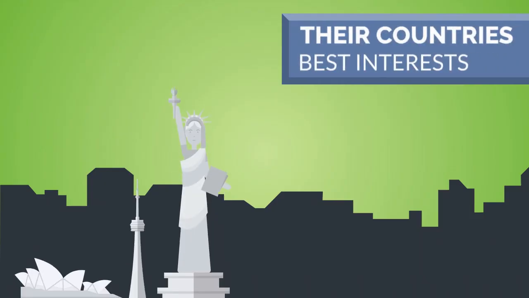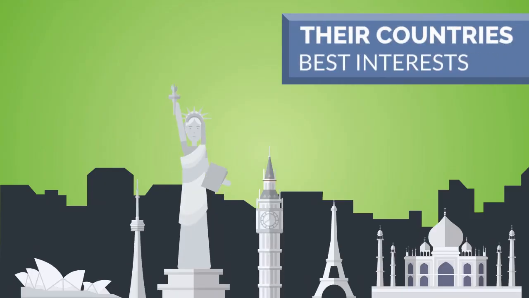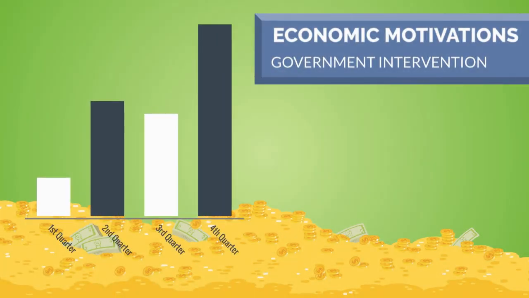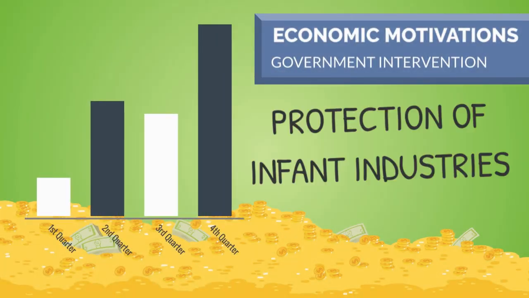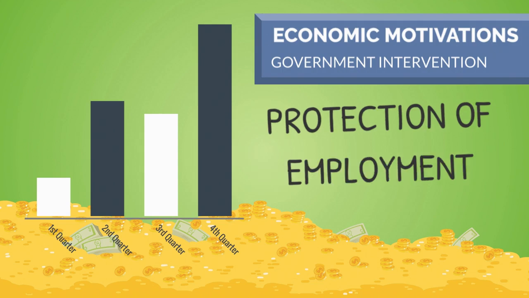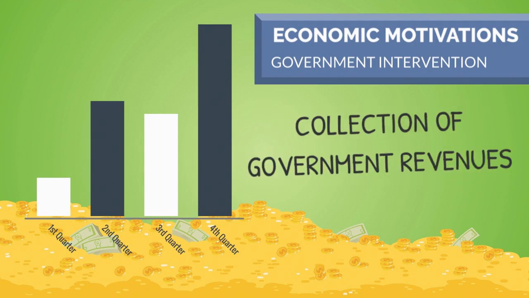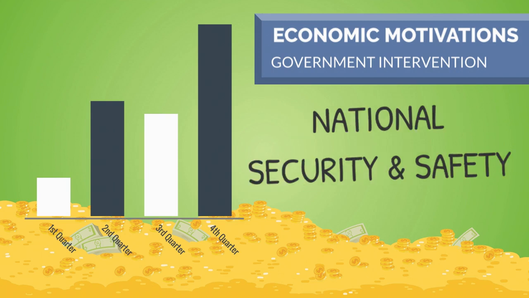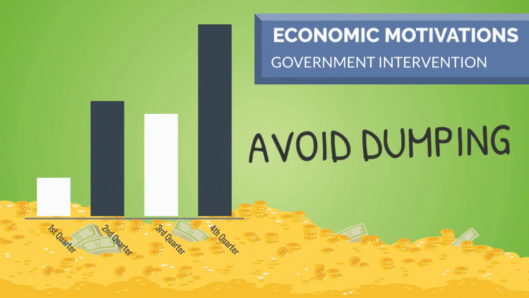Of course, governments will always intervene and look out for their country's best interests. Economic motivations for government intervention include the following: protection of infant industries, protection of employment, collection of government revenues, balance of payments, national security and safety, and to avoid dumping.